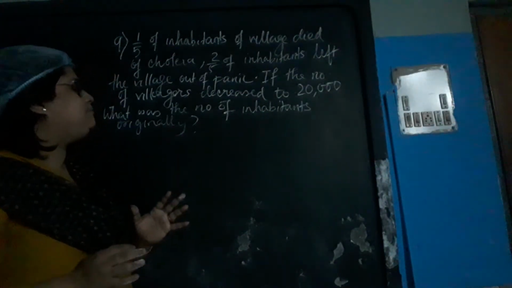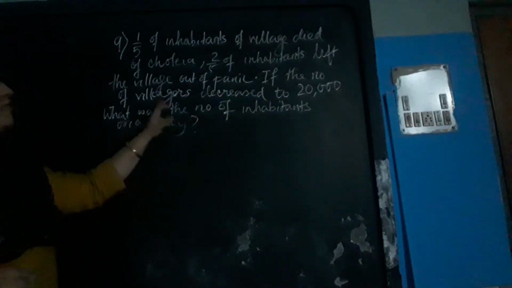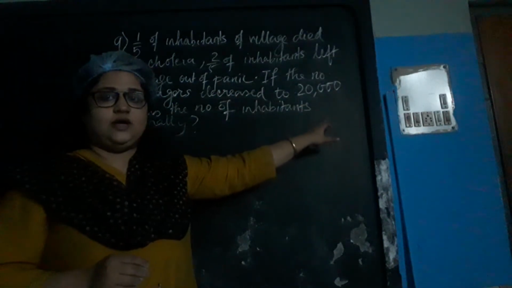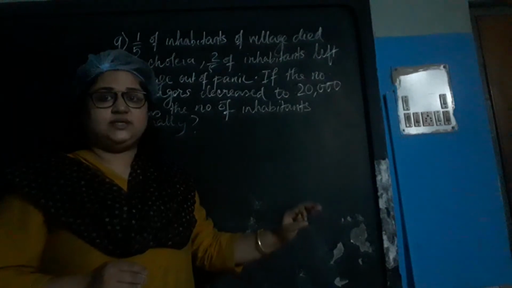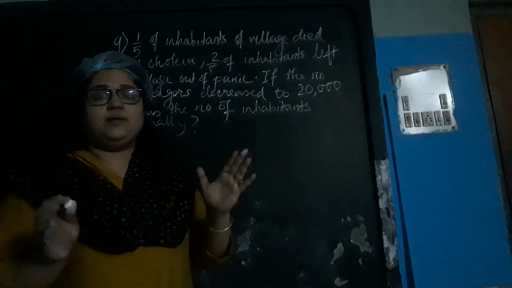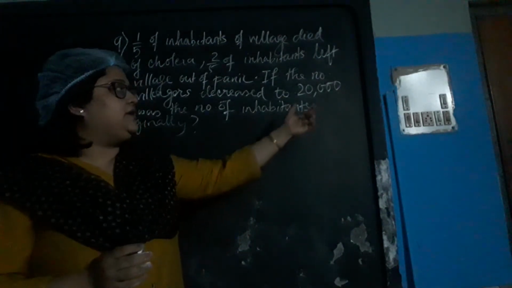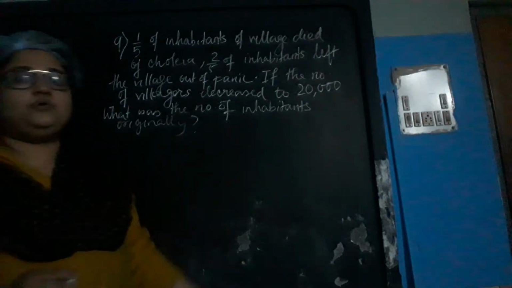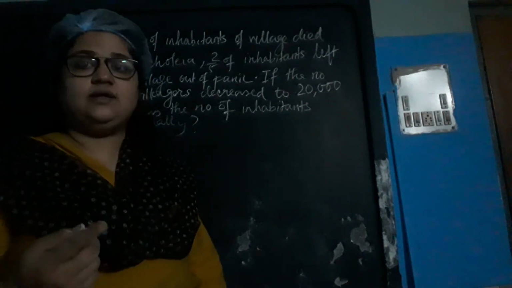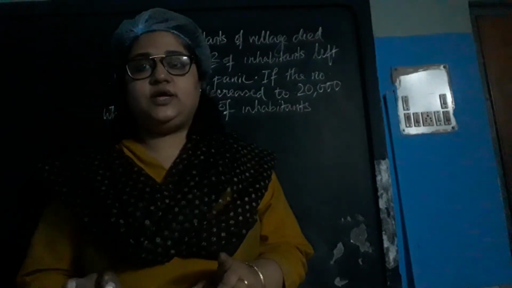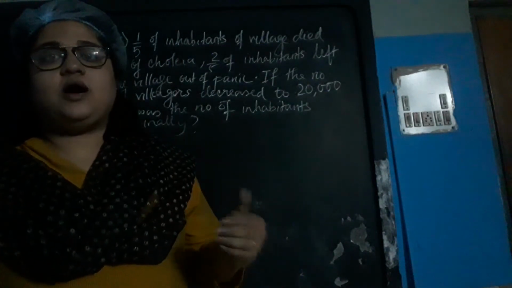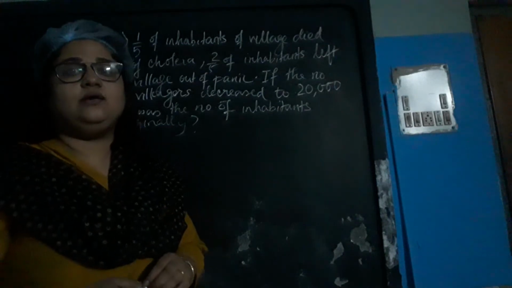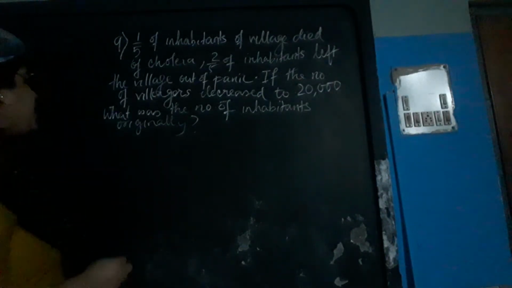What is the remaining people? If the number of villagers decreased to 20,000, that means now at present the number of villagers is reduced and it is equal to 20,000. What was the number of inhabitants originally? That means what was the population of the village before? How many people were there before? So how will you find out?